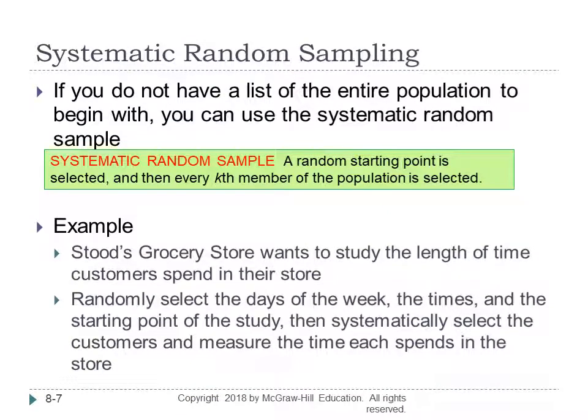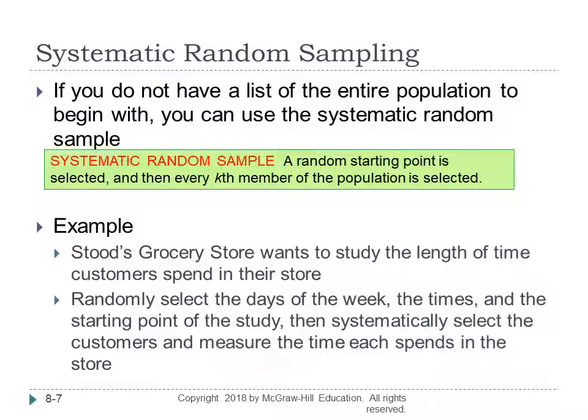The second type of sampling method is called systematic random sampling. If you do not have a list of the entire population to begin with, you can use this method, systematic random sample. And the definition for systematic random sample: a random starting point is selected, and then every kth member of the population is selected.